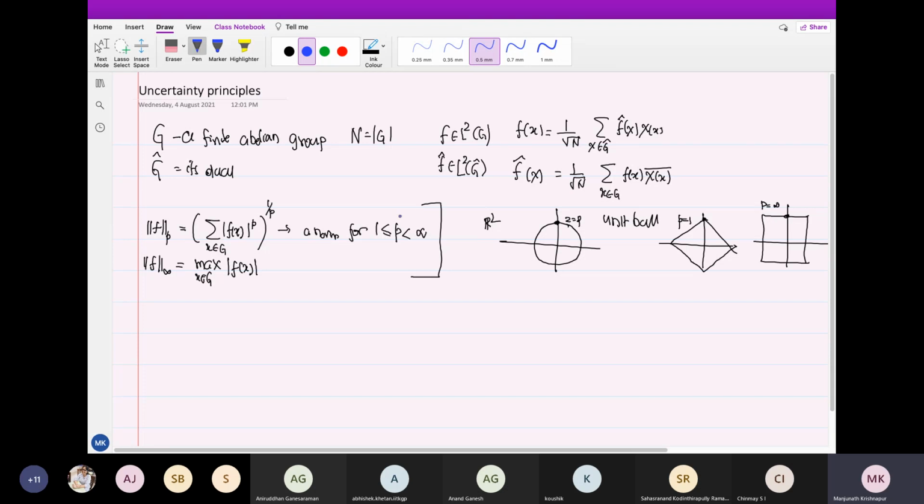So one key observation that we make immediately from here. What is the time?